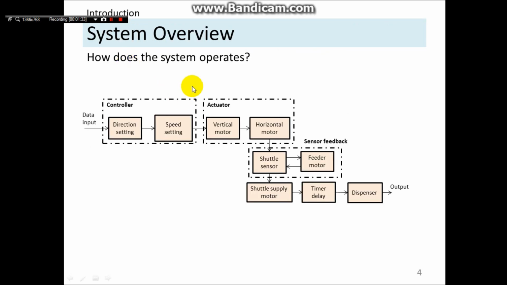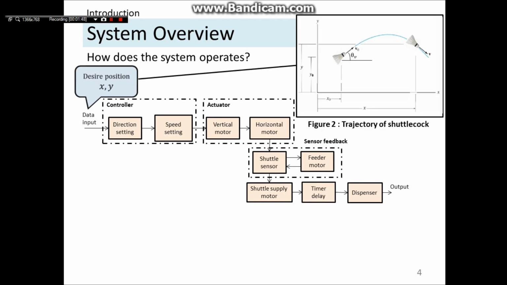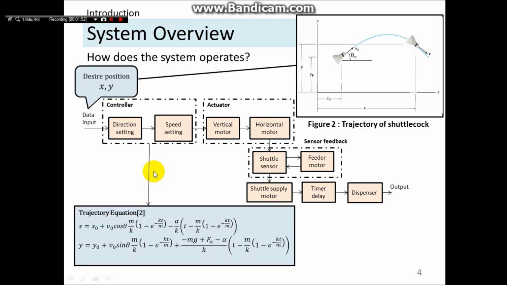Next, this is the system overview of the machine. It consists of controller, actuator, and sensor feedback. First of all, the data input can be the desired position S and Y to launch the shuttlecock to a specific location. Then the controller consists of the trajectory equation. Then goes to the process and produce the output.